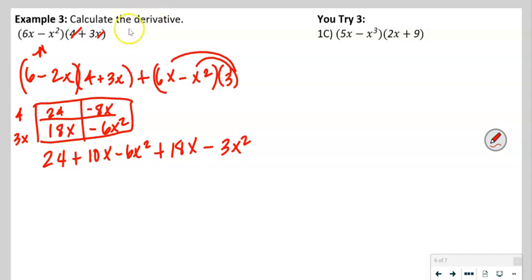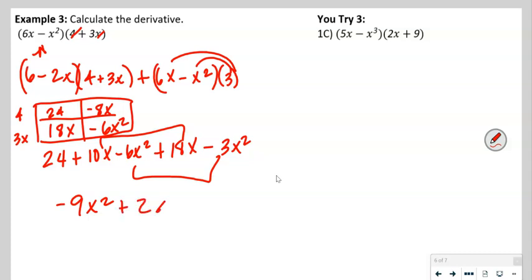Okay. So here again, we're going to just combine some like terms. I notice I got a negative 6x squared and negative 3x squared, so that's going to be a negative 9x squared, right? Negative 9x squared. Then we've got our 10x and our 18x, that's going to be plus 28x. And then we just got our 24. Okay. Pause the video, come back to me after you're done with the next one.